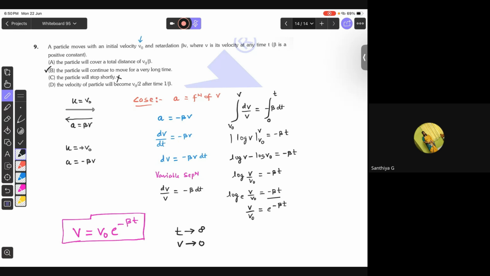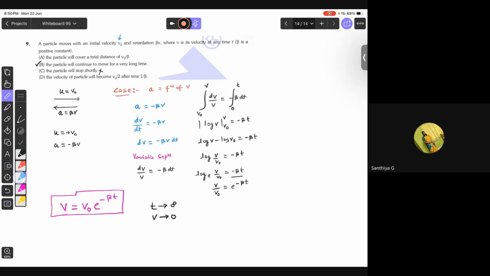Option C is wrong. The velocity of the particle will become v naught by 2 after time 1 by beta. Let's check. We know the function of v, so we have to find the time when it becomes v naught by 2. We have log v by v naught equal to minus beta t. So we get log of v naught by 2 by v naught equal to minus beta.